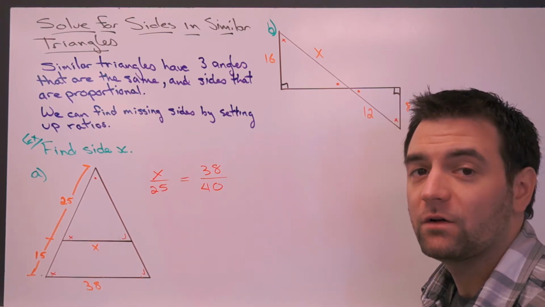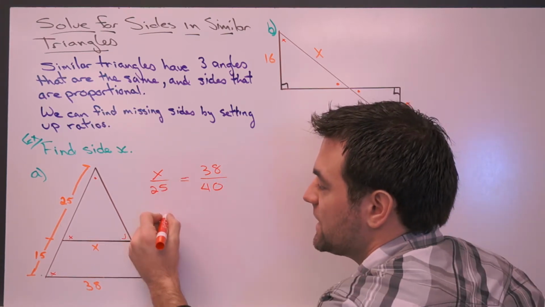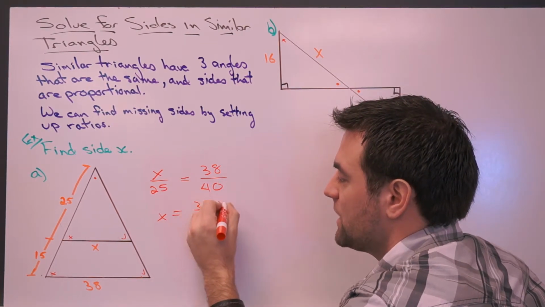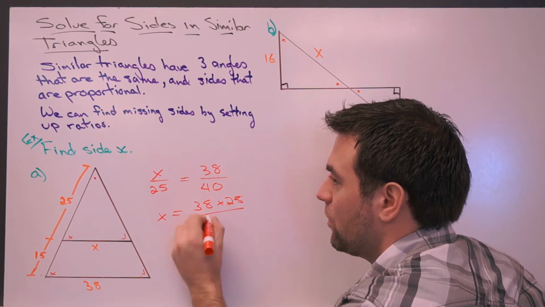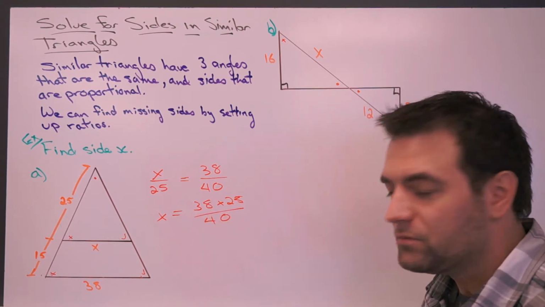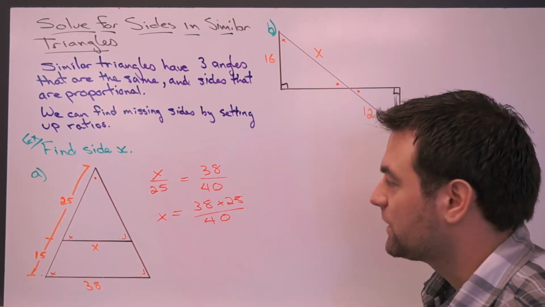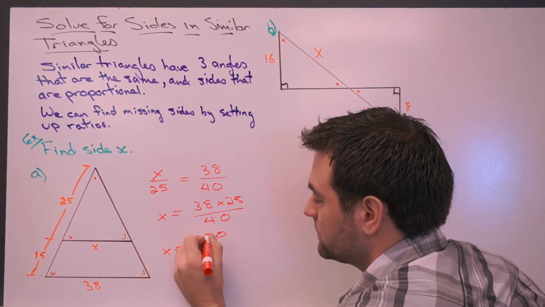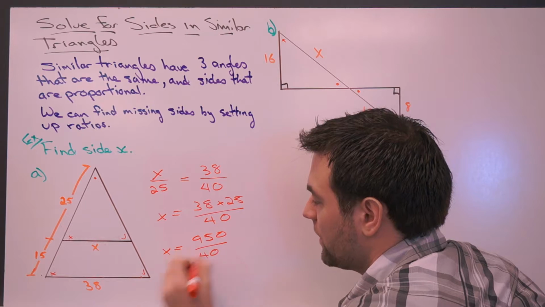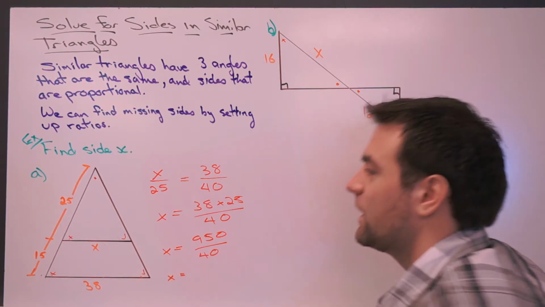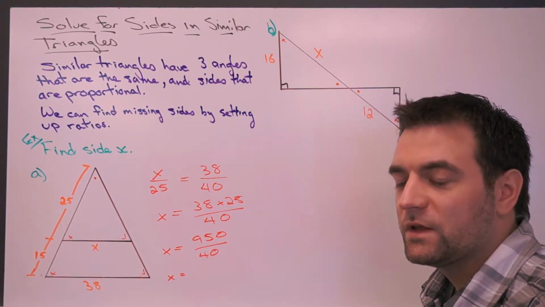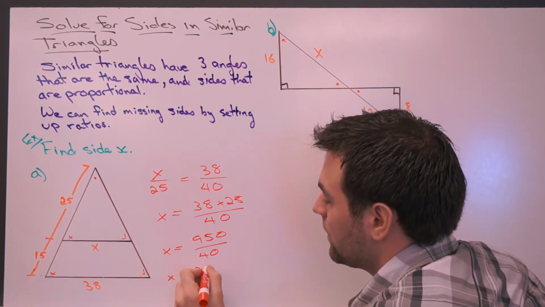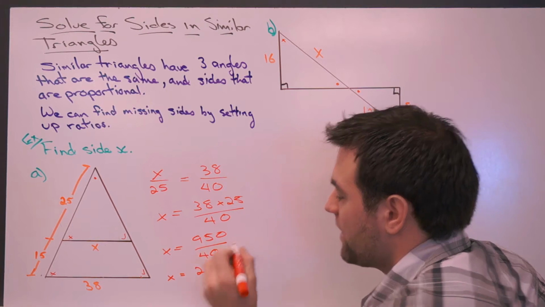To solve this now, really straightforward, we just take that 25, move it over, and multiply it. So 38 times 25 over 40. When we multiply 38 by 25, we would get 950 over 40, and when we divide that out, we would get 23.75 as our result.